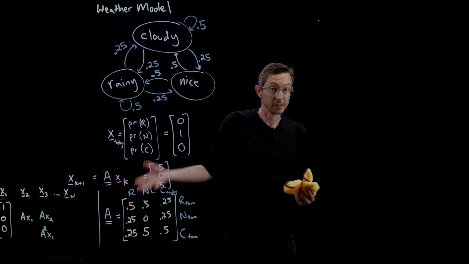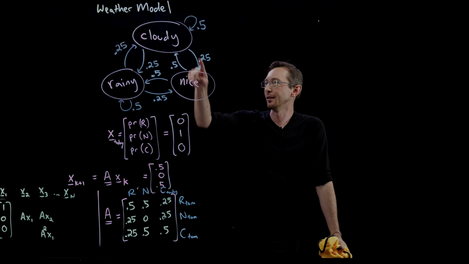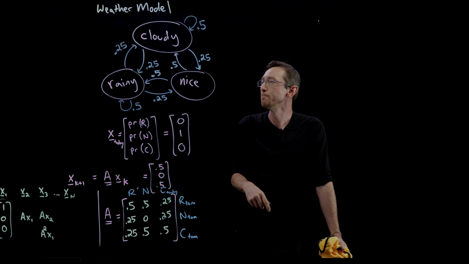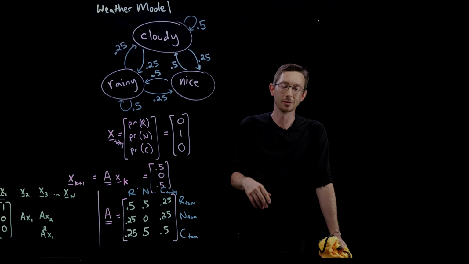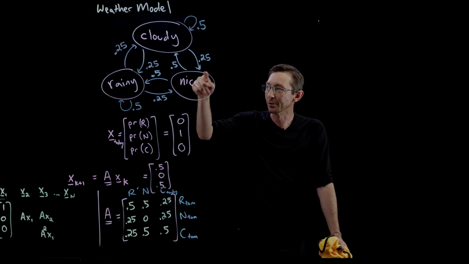I think the first time I saw this was from Professor John Quintanilla at the University of North Texas, and he did this with washing machines. So the dormitory washing machine can either be broken, it can be working, or it can be under repair. And so he also had exactly the same kind of system of probabilities.